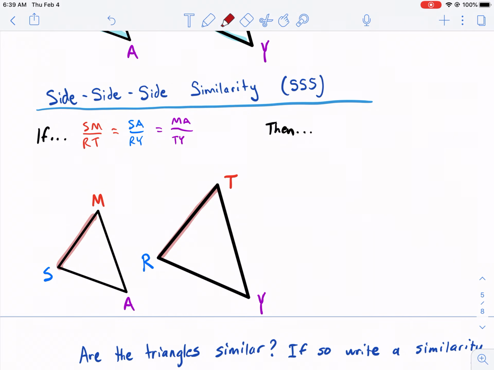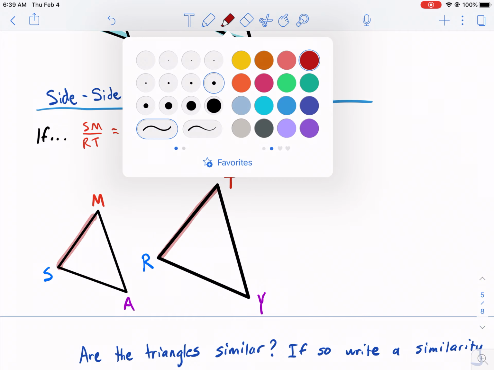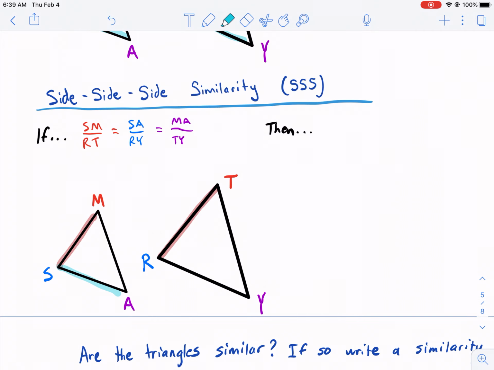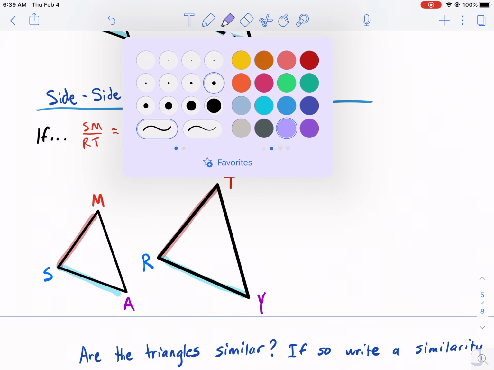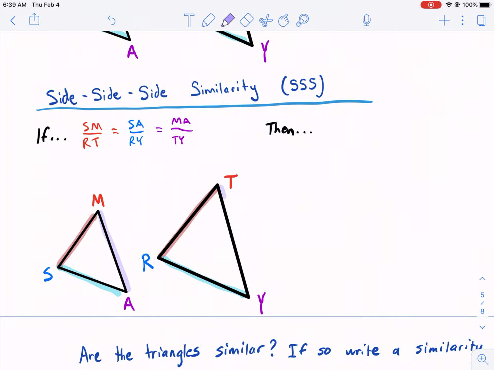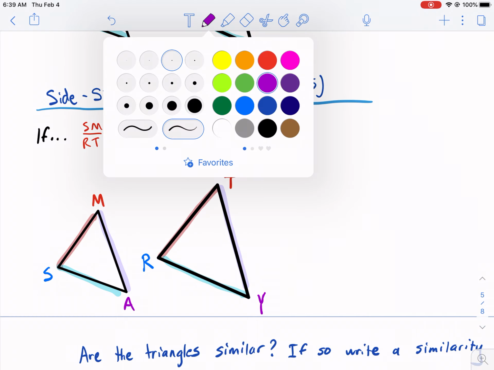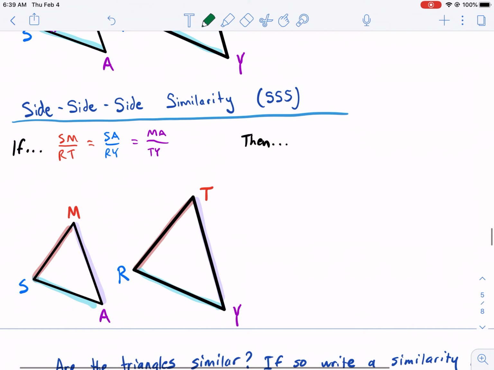Okay, so let me go ahead and finish that highlighting just so you can see exactly what sides we're talking about. They just need to be the same sides. And you'll know which sides are the corresponding ones. So once we get this, we know that the two triangles are similar.